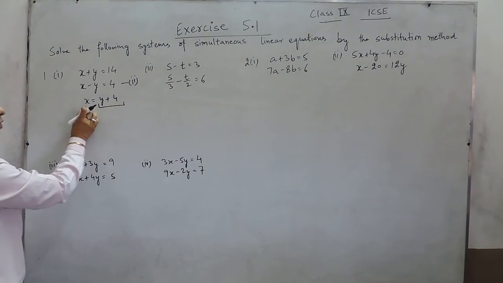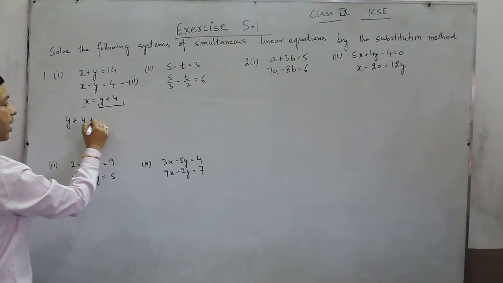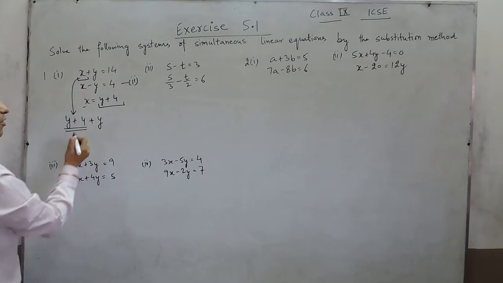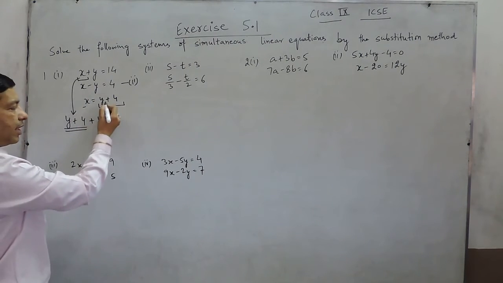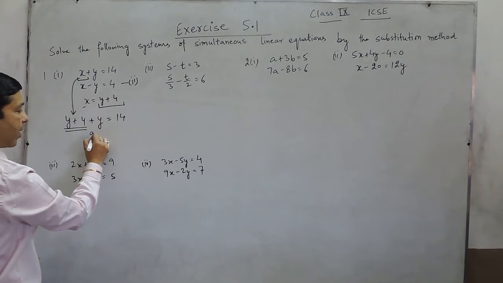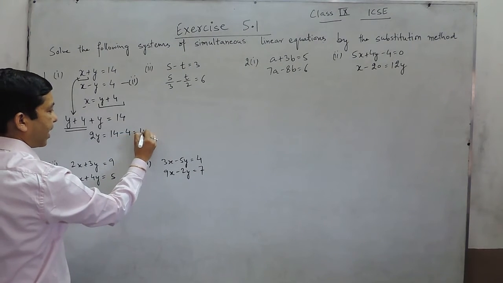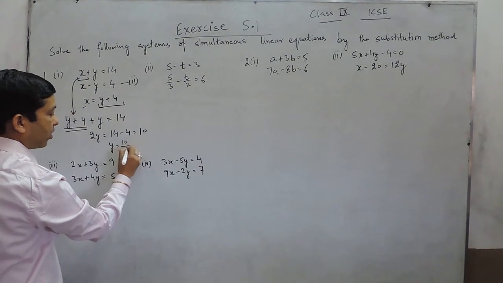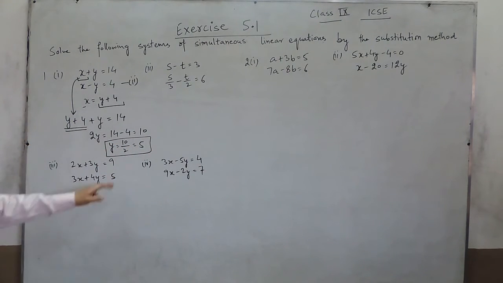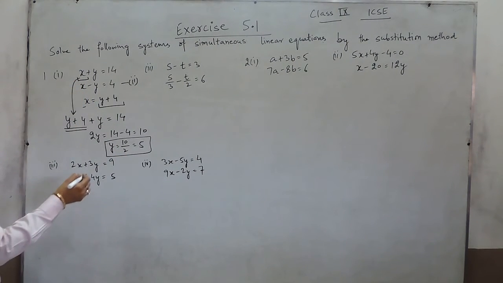If I put this value of x in the first equation, the equation will become y plus 4 plus y equals 14, because the x in the first equation is substituted with y plus 4 from the second equation. When we solve it, it comes out to be 2y is equal to 14 minus 4, that is 10, and the value of y becomes 10 upon 2, that is 5. So the value of y has come out to be 5, and if I put the value of y in any of the equations, whether first or second, we can get the value of x.